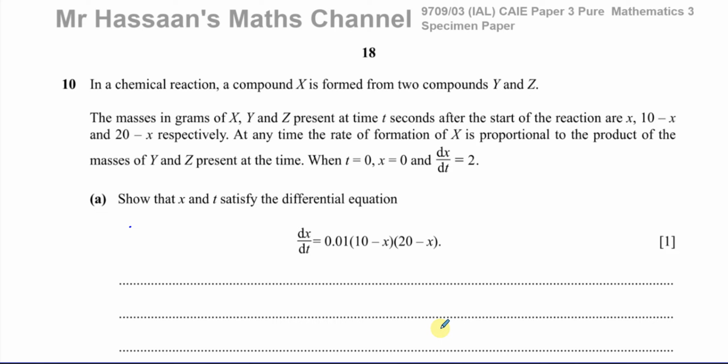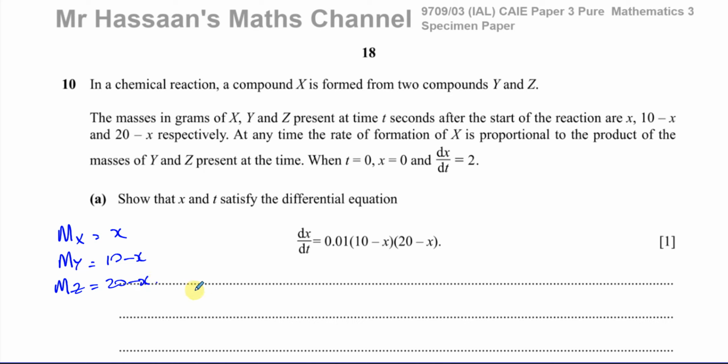And this question here is about differential equations. So we're told about a chemical reaction where you have a compound X which is formed from two other compounds Y and Z. It says the masses in grams of X, Y and Z present at time t seconds after the start of the reaction are x, 10 minus x and 20 minus x. So the mass of X is x, the mass of Y is 10 minus x, and the mass of the compound Z is 20 minus x.